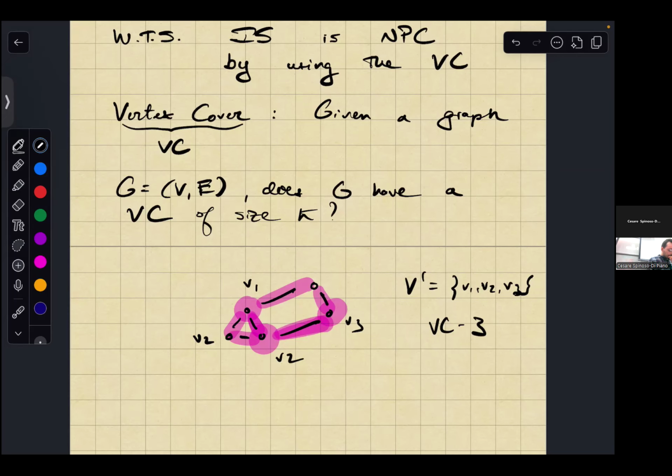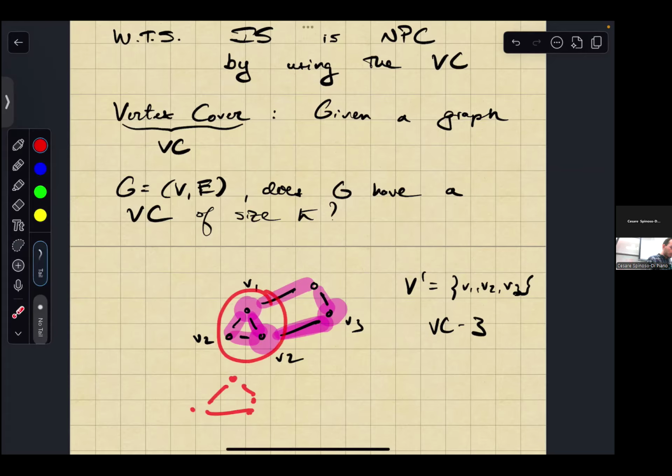The interesting thing here is, for instance, I cannot get a vertex cover of size 2. I can't get a vertex cover of size 2 because here I have a complete graph. So no matter which vertex I pick for the vertex cover, I'm still going to be missing an edge. So that means I need at least 2 vertices to cover this part of the graph, and then I need at least another one to cover this part, right?